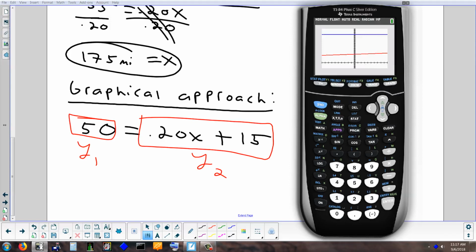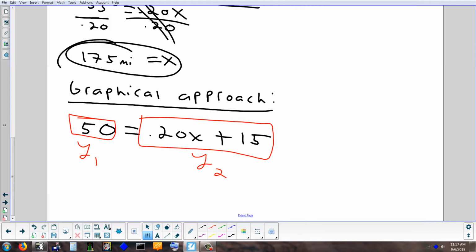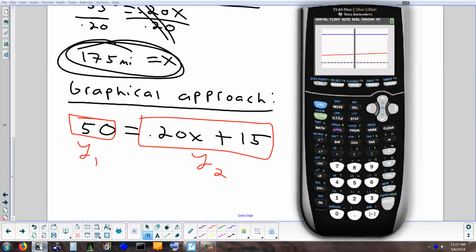And because we already did the problem with algebra, I already know the answer. I have to go all the way to 175 in order to see the answer. Well, right now I'm only going to 10 on the x-max. If you set x-max at exactly 175, it's going to be right on the edge. So just go a little more, like 200.